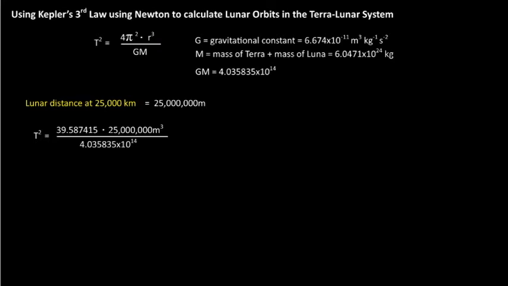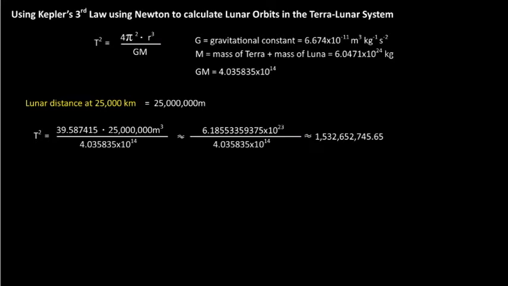That 39.587415 is 4 pi r squared. That's what that is. And then there's the meters. You need to cube that. And there's our GM at the bottom, which I calculated in that other video I already explained. And once we do this, we get this relatively large number, 1,532,652,745.65. So what is that?